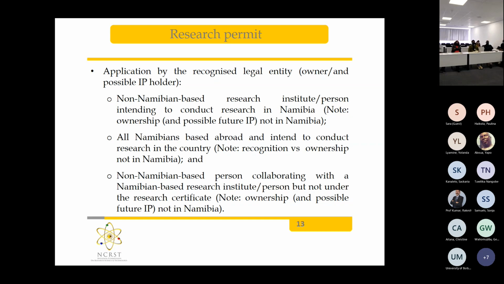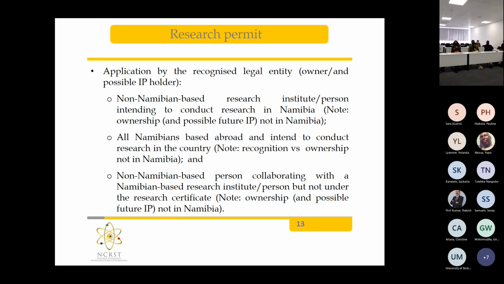From the example I gave to say from UNISA students, whatever you do is property of UNISA. You'll be recognized by the PhD certificate at the end, but what you do is property of UNISA, the intellectual property. So that's why Namibians who are studying with institutions outside of Namibia but coming to do research here in Namibia are then classified as non-Namibian based.